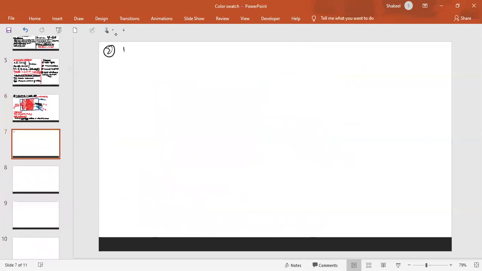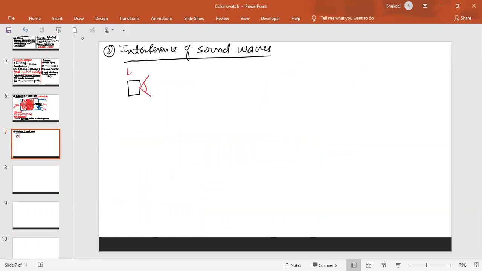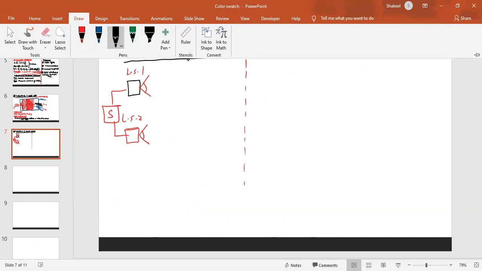Okay, number two is interference of sound waves. So how will sound waves interfere with each other? That's again quite simple. What you have to do is take a loudspeaker. So this is loudspeaker one, and then take the other loudspeaker, two. Let's say both of these are connected to the same source of sound. And let's say over here is the distance. This is the line over which you are having a microphone.